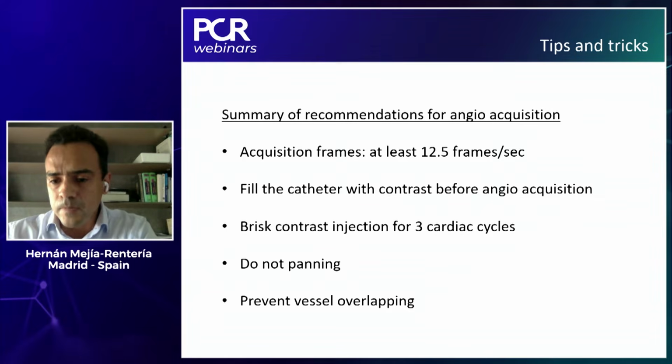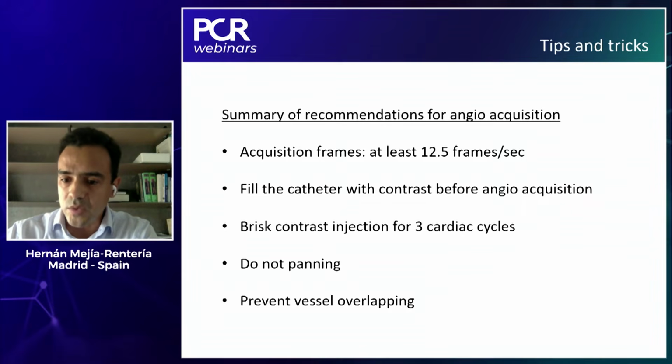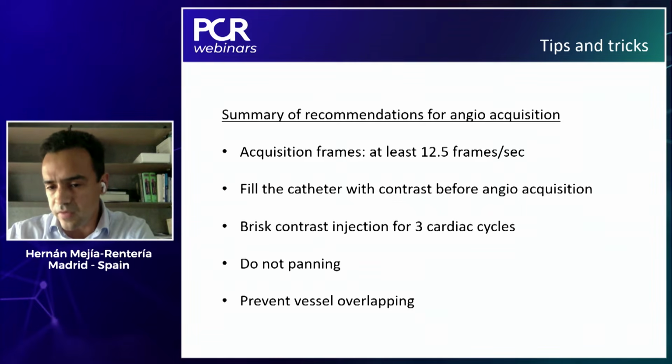This is a summary of the recommendations for an optimal acquisition of angiography aimed to perform QFR analysis. Put the acquisition frames at least at 12.5 frames per second. This is necessary to detect with accuracy the contrast filling frame by frame when you are performing the frame counting analysis. Fill the catheter with contrast before angio acquisition, as I showed you before.